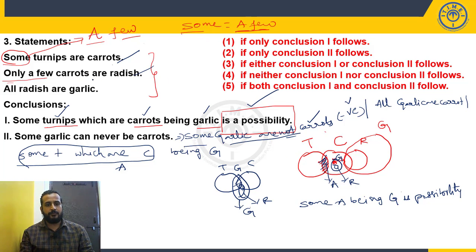Second one, only a few carrot or radish. Yes, only this part of the carrot or radish. This part outside the spot is not radish. All radish or garlic? Yes, still all radish or garlic. So all the statements hold true.